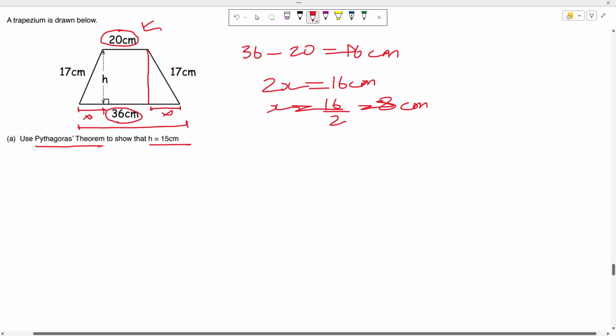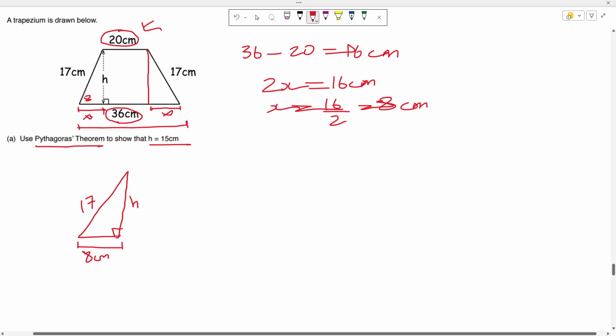Now since we know that this base is equal to 8, let's go ahead and use our Pythagoras theorem to prove it. So we have a triangle that looks like this. Of course the drawing is not going to be that nice, guys. We know that this side is 17 cm, which is the hypotenuse. We know the base is equal to 8 cm. Now let's go ahead and find the height. Okay, this is our right angle.